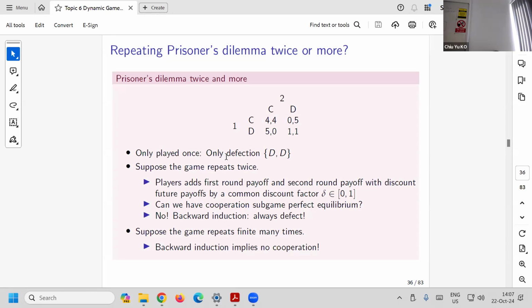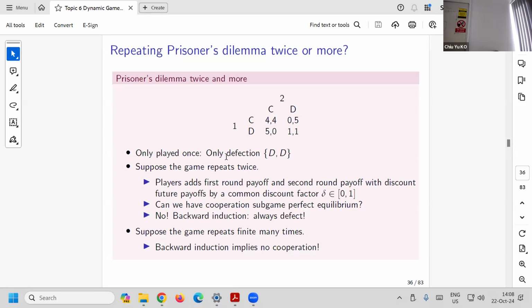So the question is, suppose we play this game twice. When we play twice, what is the payoff? We add up the payoffs of the two stages with a discount factor, delta, if we want to. Suppose you have CC in the first round and CC in the second round, the payoff will be 4 plus 4 delta. The second round has delta, so you discount the future by delta because you make the decision right now.